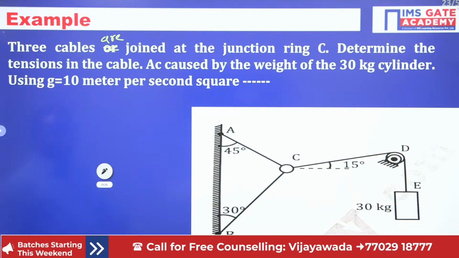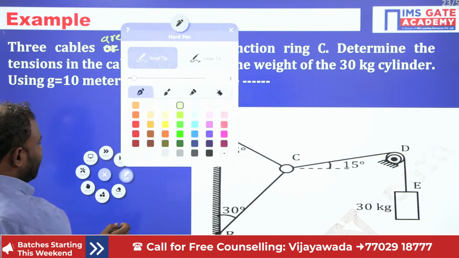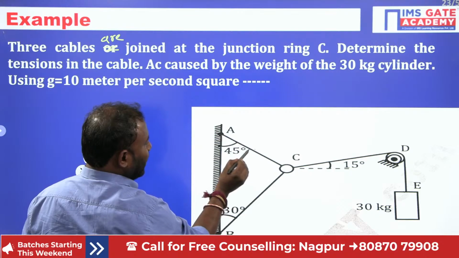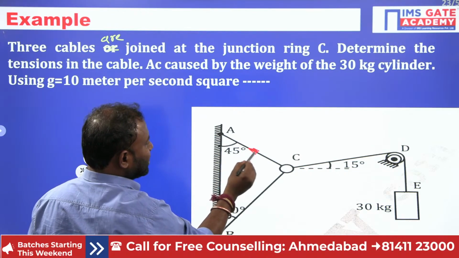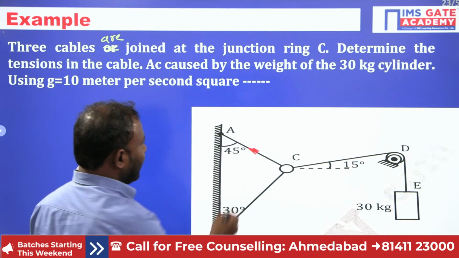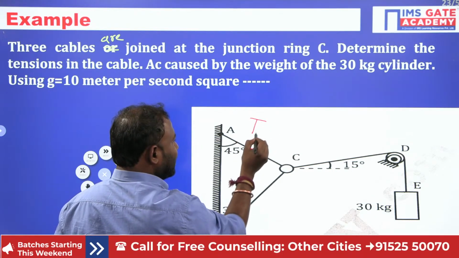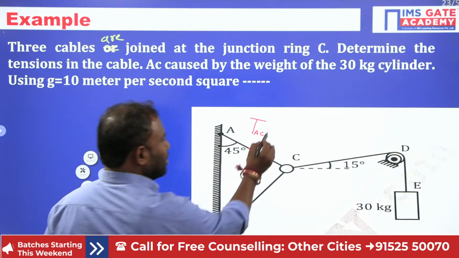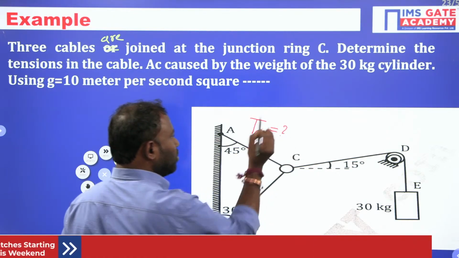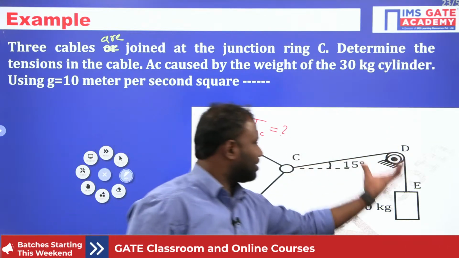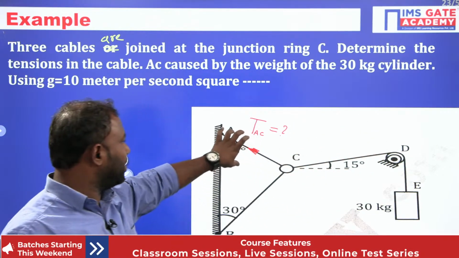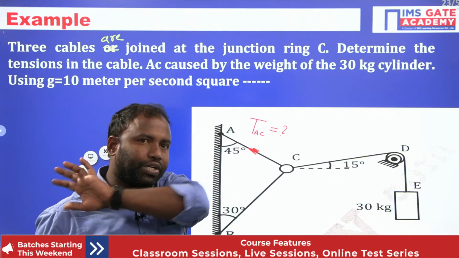Now what do we need to find, guys? The tension in AC. Okay, this cable. So these are all fixed. Here T is the tension in the AC cable, and that is what we need to find. It is a 30 kg weight, and because of this, some tension is going to be created in the AC cable, that we need to calculate.